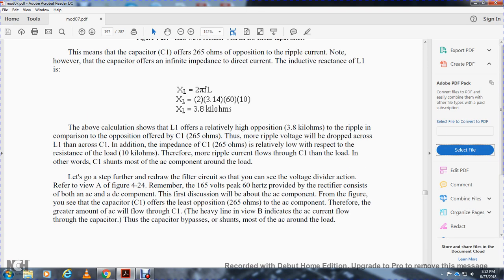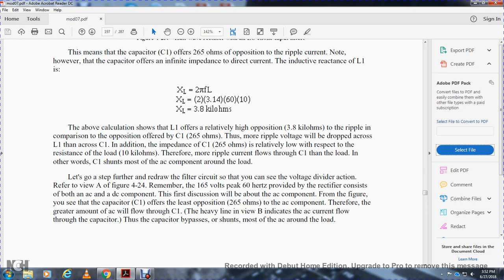The above calculations show the inductor offers a relatively high opposition of 3.8 kiloohms to ripple, compared to capacitor 1 at 265 ohms. Most of the ripple will be dropped across the inductor instead of the capacitor. In addition, the impedance of the capacitor, 265 ohms, is relatively low with respect to the resistive load of 10 kiloohms. Therefore, more ripple current flows through C1 than through the load. In other words, C1 shunts most of the AC components around the load.